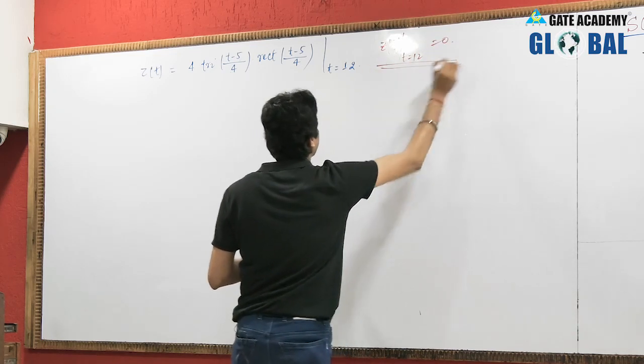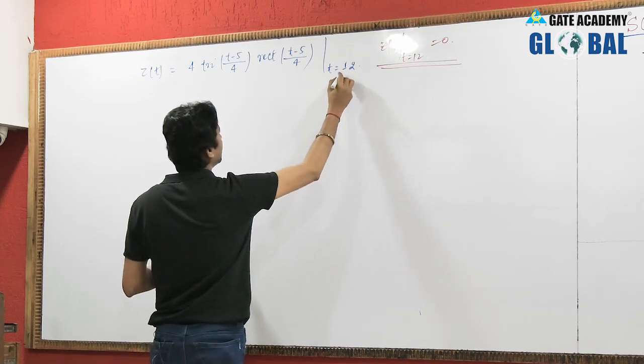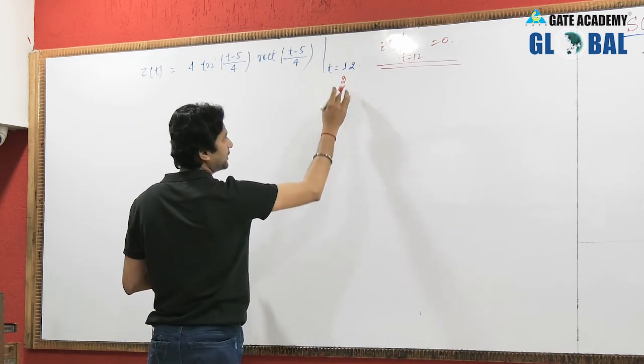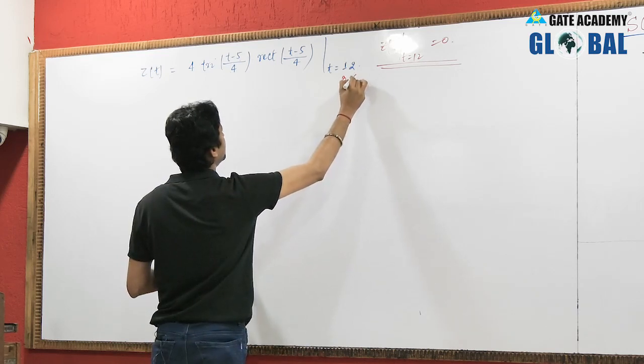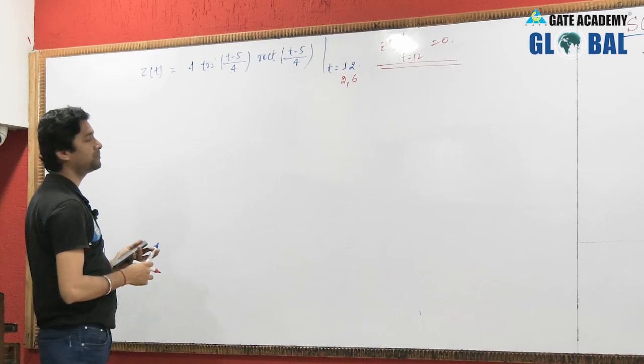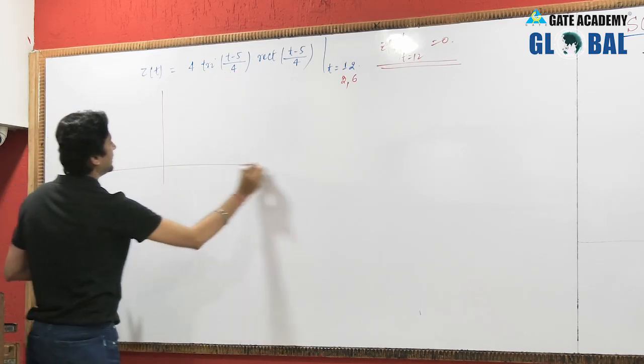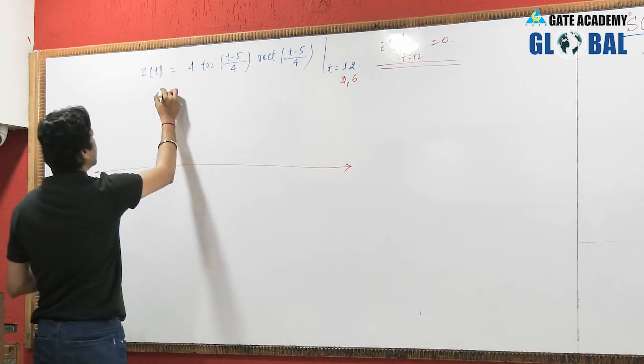But if you have to find out the value of this signal, let us say at t = 3 or t = 6, we say if we have to find the value at t = 6. So how have you plotted this signal? It is triangle of (t minus 5)/4. Individually plot the signals and then take their multiplication.